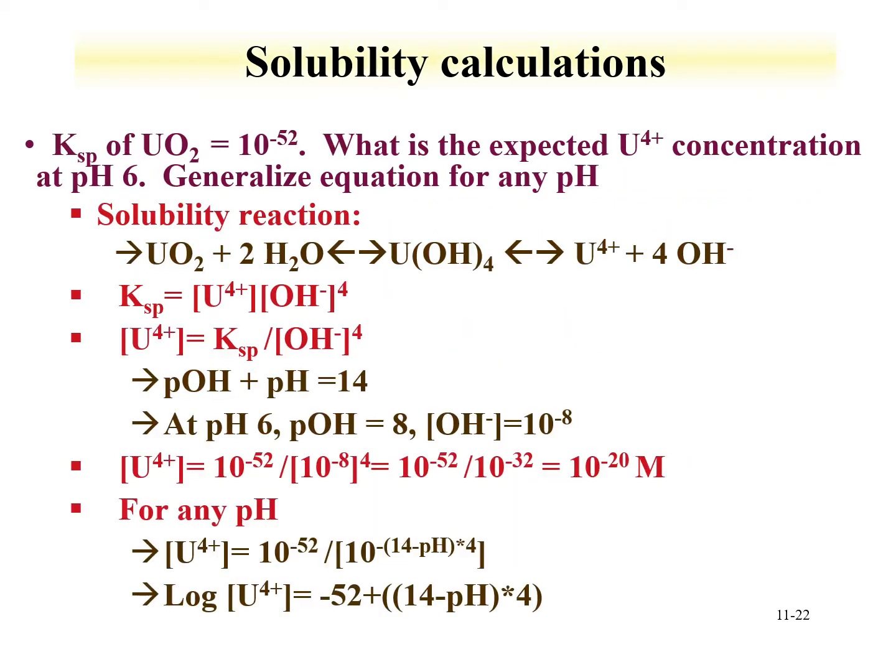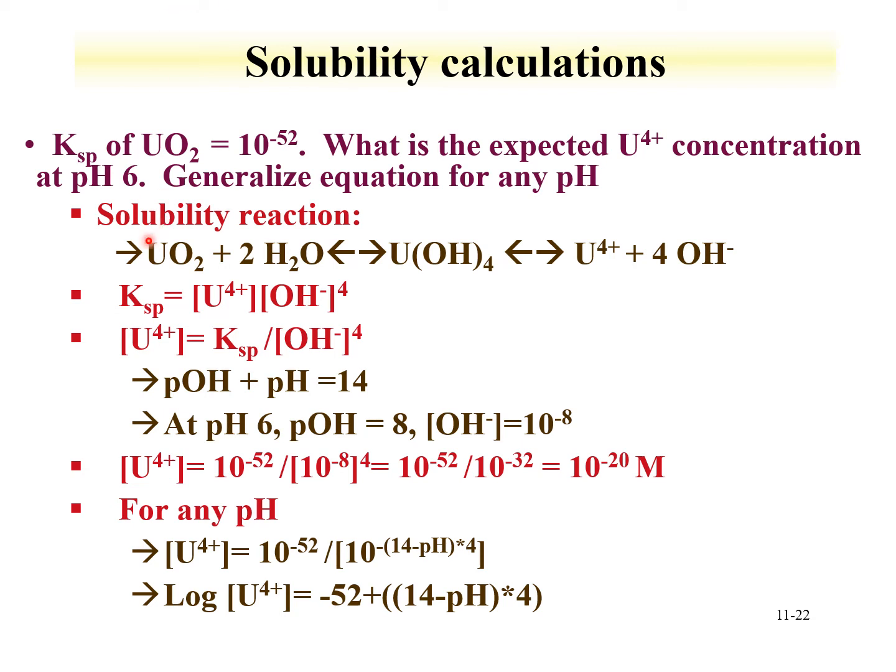We can use this with uranium. Here's a literature value for the KSP of uranium dioxide. The value is 10 to the minus 52. If I use this value, what's the expected uranium 4 plus concentration at pH 6? And then generalize the equation so I can calculate the uranium 4 concentration at any pH. Now, in an actual solution, if the uranium 4 then oxidizes to the 6, your total amount of uranium in solution would be much greater than what you calculate from the KSP. But let's use this as an example.